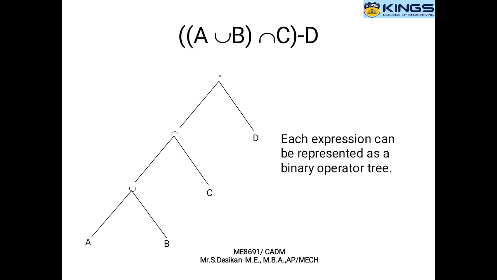A union B, that means when the union is there, the symbol is available between these two functions. A is again available with the same thing along with C, but the symbol is changed to intersection. And from all these things we have to subtract, and the minus is put there. From the above equation, it is explained very clearly.